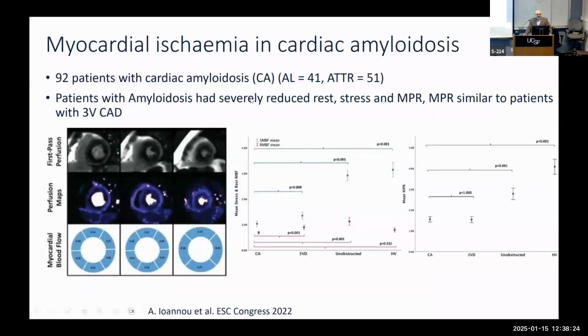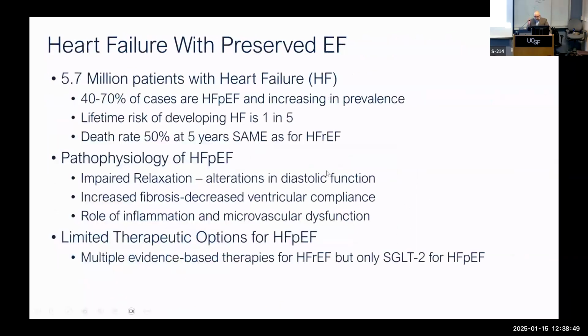For my other heart failure friends that hopefully will maybe do some stuff in cardiac amyloidosis, throwing this one in here as well. We know that patients that have amyloid have severely reduced myocardial blood flow, an MPR that's really similar to patients with multivessel coronary artery disease. Again, is this an early finding? Is it a late finding? Are there interesting things to do in other non-ischemic myopathies?